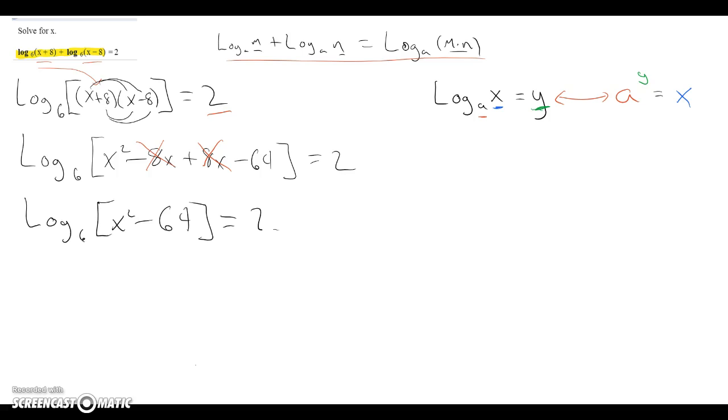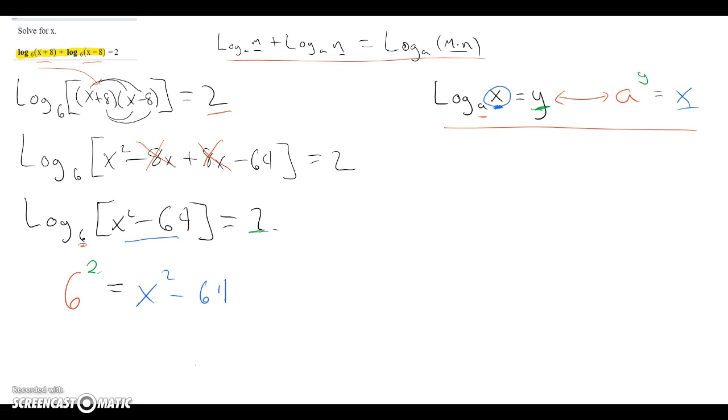So let's see what happens there. What's the base of our exponent? The base of our logarithm. The base of our logarithm is 6, right? Again, I'm just using this over here. What's on the other side of the equal sign in our log is 2. So this is going to be 6 to the second power is equal to, and then remember what's inside the log goes on the other side of the equal sign. So this x squared minus 64 is over here. Sorry, let me write that a little bit neater.